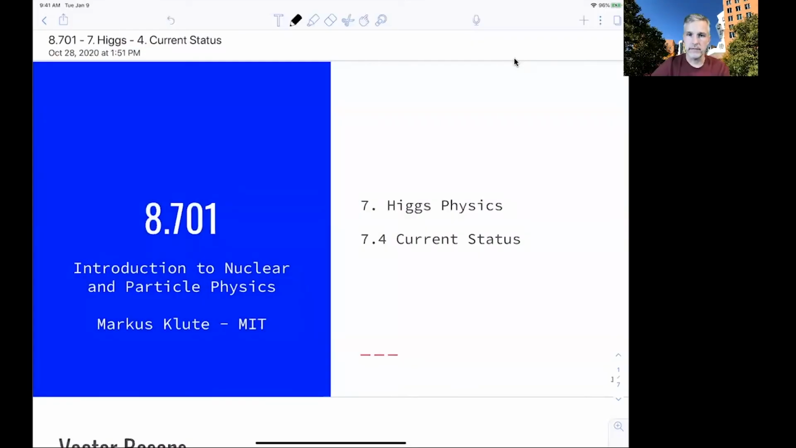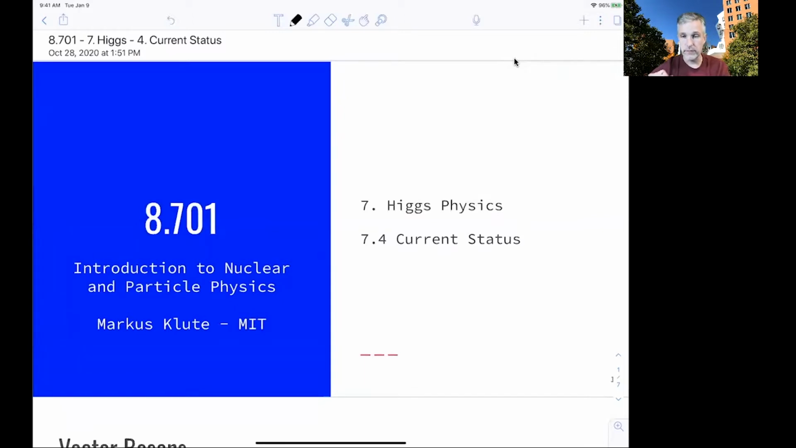Welcome back to 8701. In this lecture, we have a very brief view at the current status of Higgs boson research. I have to tell you that we could spend an entire week discussing this. I just give you the high level overview, maybe the 30,000 feet kind of overview of what we know about the Higgs boson. On the Canvas page, you'll find a reference to a summary report, which gives you a little bit more information than I give you here.